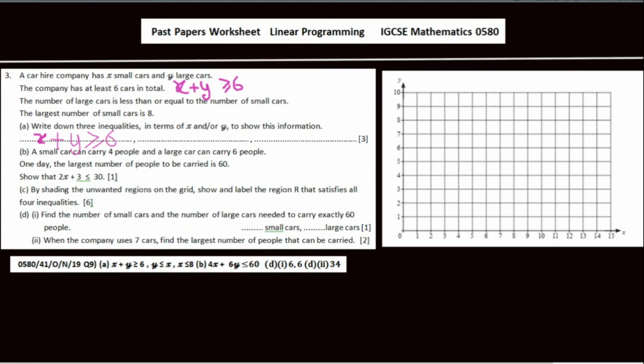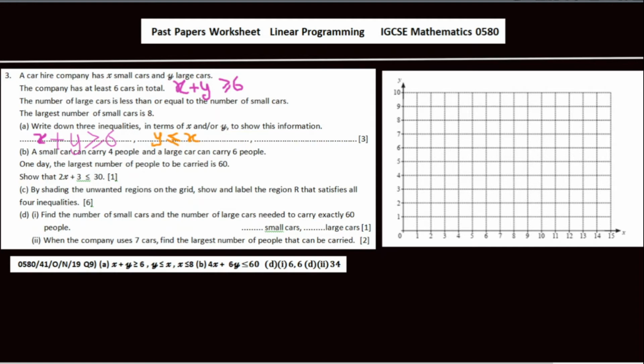Then the next statement is that the number of large cars is less than or equal to the number of smaller cars. Large car is represented by y, is less than or equal to the number of smaller cars, which is x.